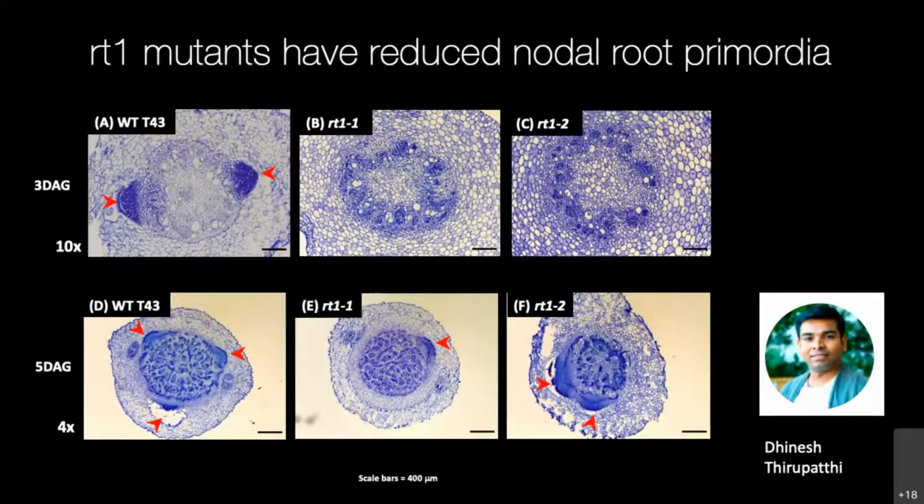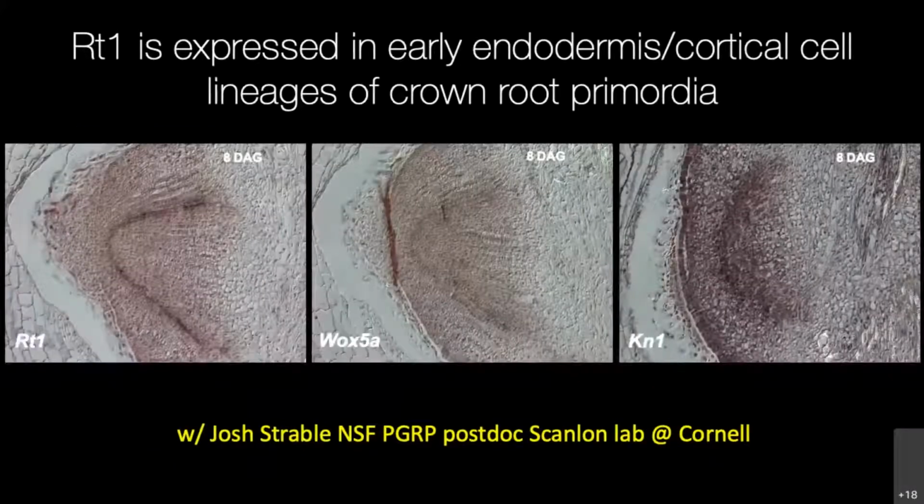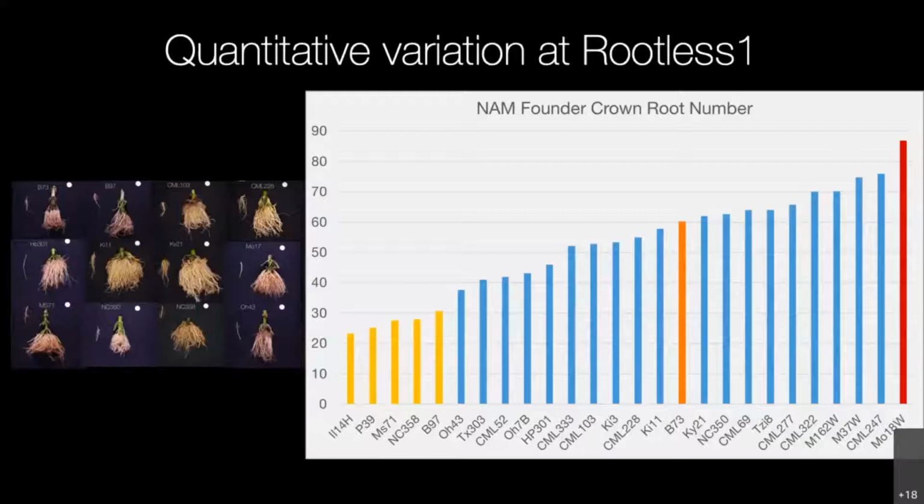So you can see here at a similar stage, there are none in the mutants and far fewer here in the coleoptile node. And furthermore, with some in situ work, it seems to be expressed at a similar time as this early marker, WOX5b. So it seems to be involved in specifying the nodal roots themselves. But if you look at a nodal root that's already starting to form, it has a very similar expression pattern to SCARECROW here in the endodermal layer. So we think this is a very critical gene that's controlling nodal root development. And so we're next wondering, to what extent can it control quantitative genetic variation for nodal roots, right?